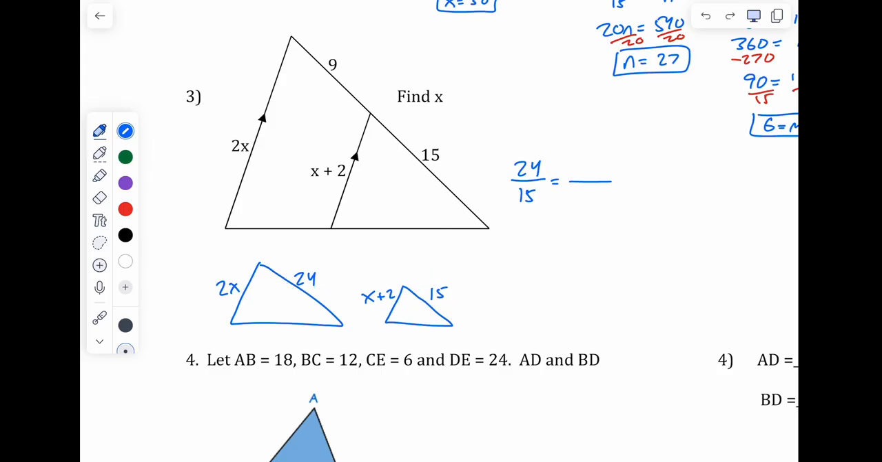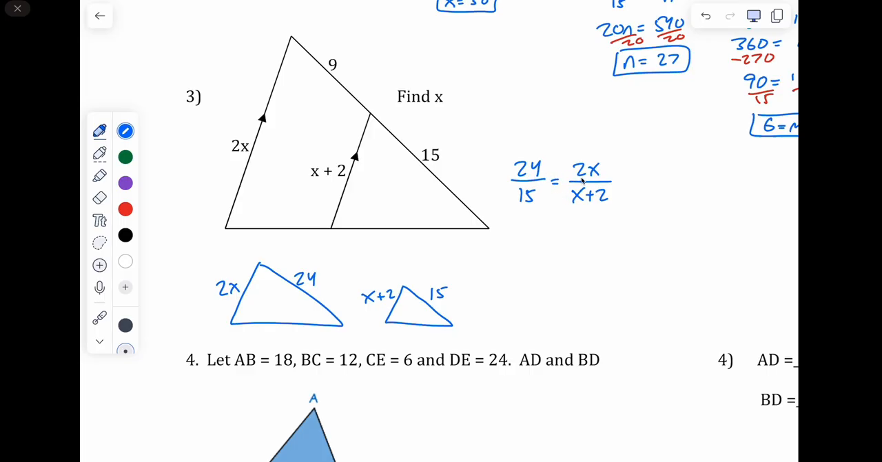So I did big triangle on top, so it's got to be 2x. Little triangle on the bottom, x plus 2. And so this might happen for any missing side where you end up with no number on one of these. But we know how to cross multiply these, so it's not going to be a big issue. It's just going to be a little bit harder to solve.